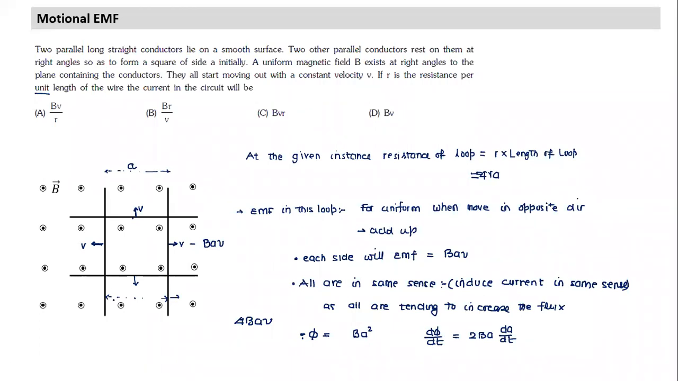If this is side A, dA by dt: this side is changing with V, this side also V. Actually, dA by dt will come equal to 2V. Had only one side been moving, A would have been changing at the rate of V. Since both sides are in motion, dA by dt is nothing but 2V. So if we put those things in, what is the value we get here? This also comes equal to 4 BAV. Both ways you can do.